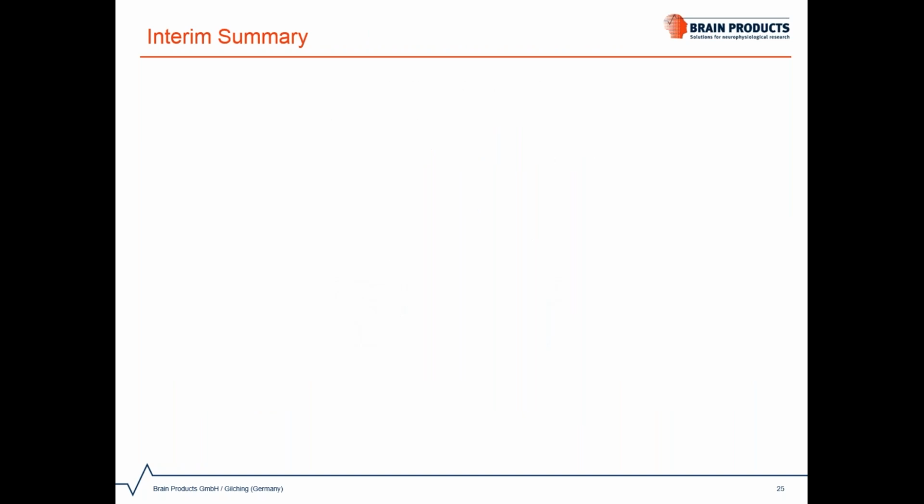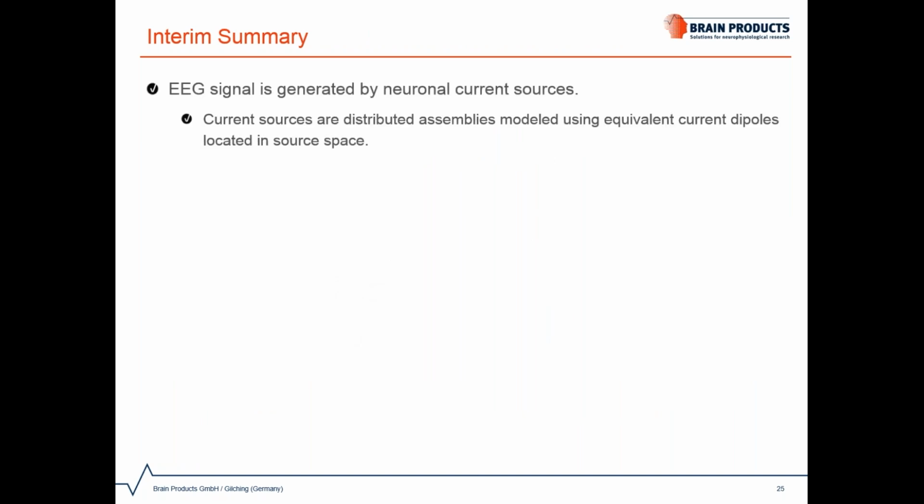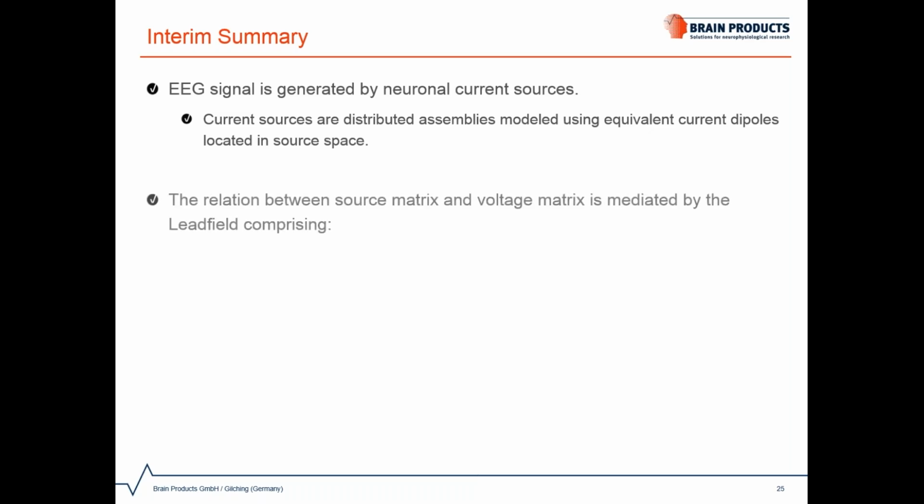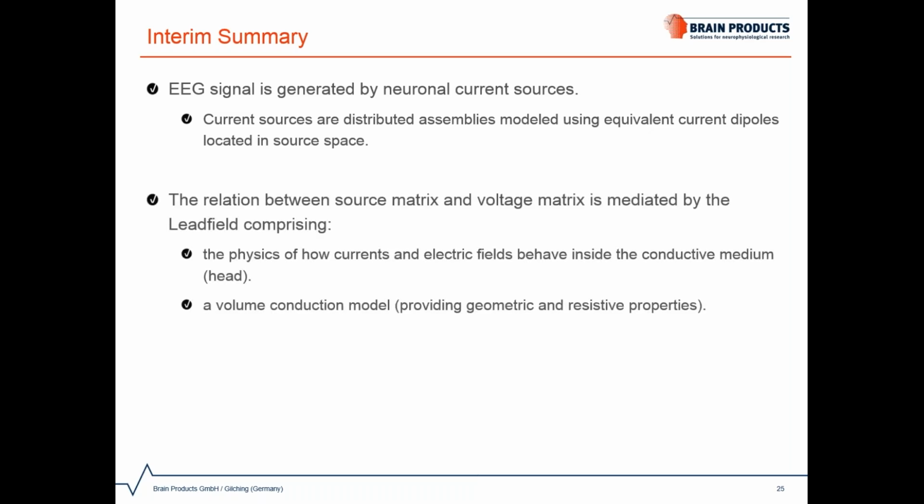Okay, I will now summarize briefly the whole story of forward modeling. EEG signal is generated by neuronal current sources, and these collections of current sources are modeled using equivalent current dipoles. The bridge between the source and voltage matrix is mediated using the lead field matrix, which consists of certain source parameters describing the physics of how currents behave inside the head. It also consists of the volume conduction model, providing information about the geometry of the head and the conductive properties of the tissue.